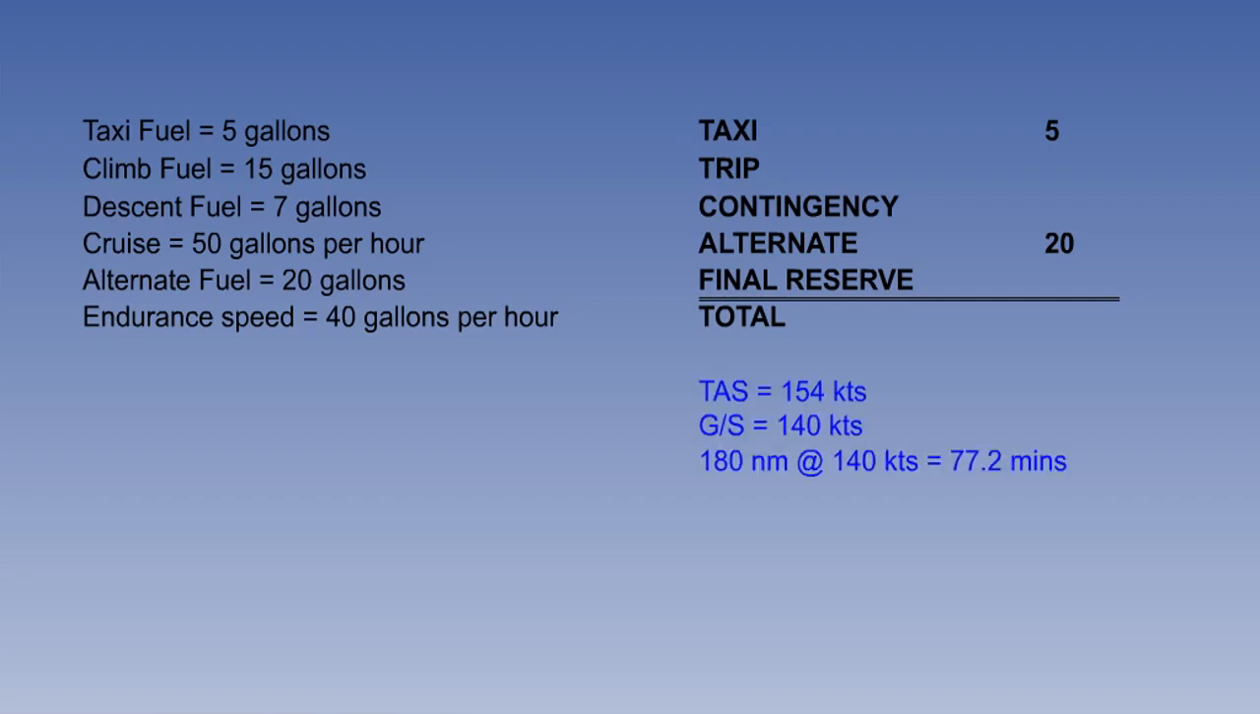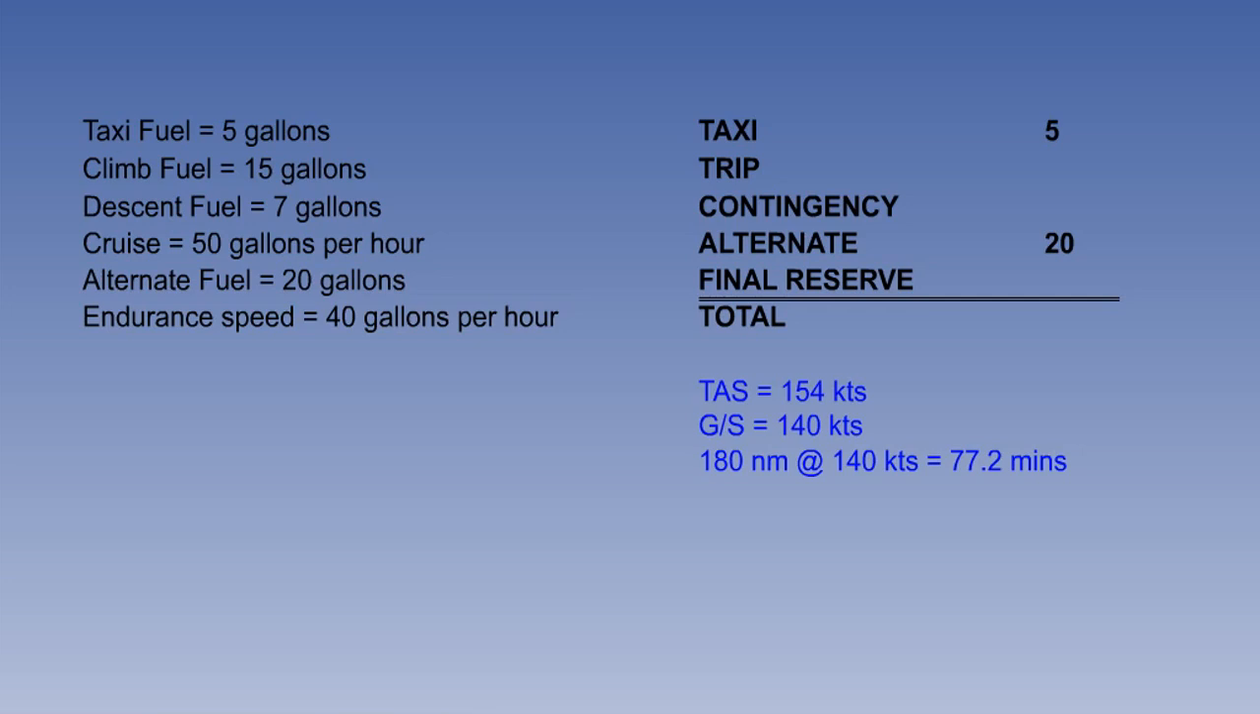Using the CRP5, 140 knots indicated airspeed at flight level 55 and outside air temperature plus 12 degrees gives us a true airspeed of 154 knots. Using the calculated true airspeed, true track and wind velocity, we have 6 degrees starboard drift and a ground speed of 140 knots.